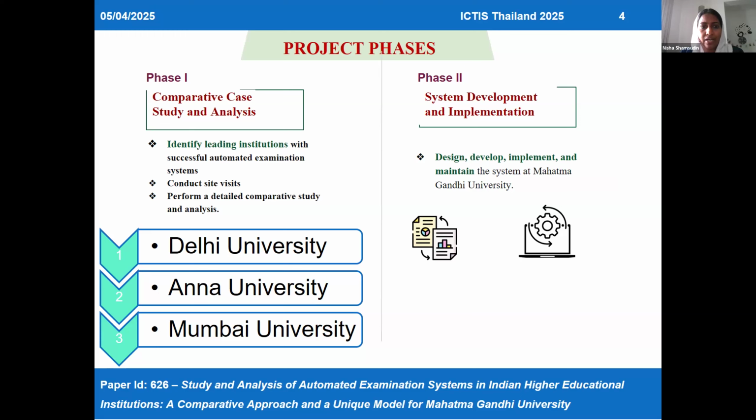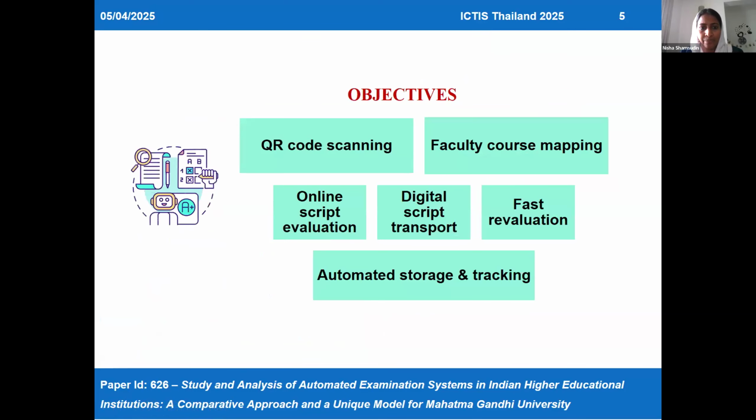In the first phase, we did a comparative case study and analysis. That is, we identified leading institutions with successful automated examination systems. For that, we have visited Delhi University, Anna University, and Mumbai University. These are famous universities in India. Phase two is the system development and implementation. We have to design, develop, implement and maintain a unique model for Mahatma Gandhi University.